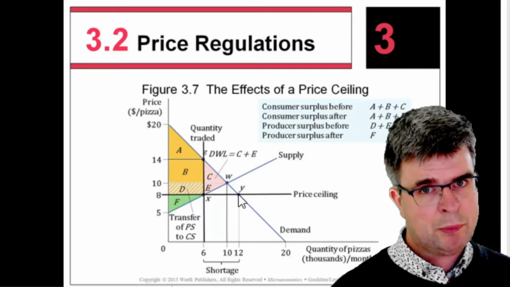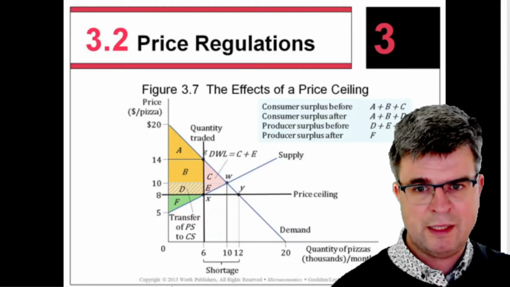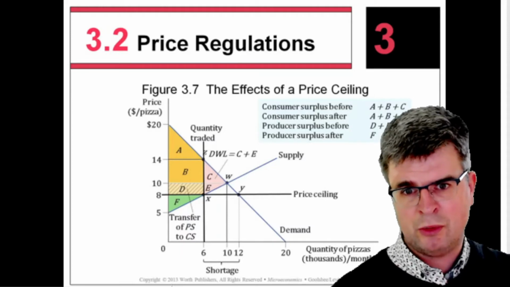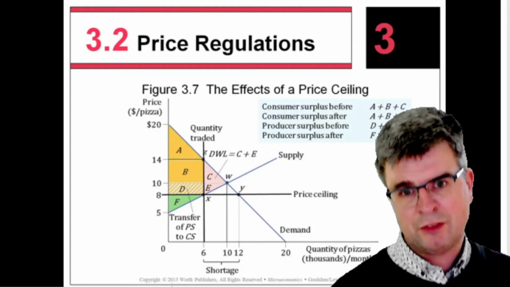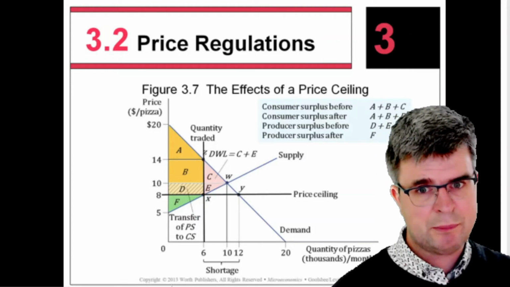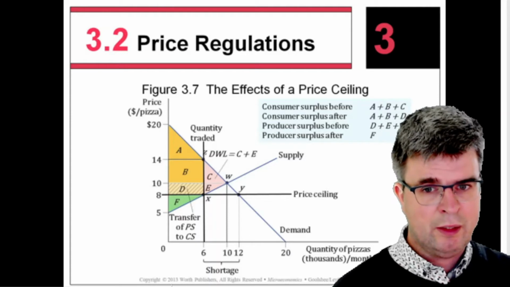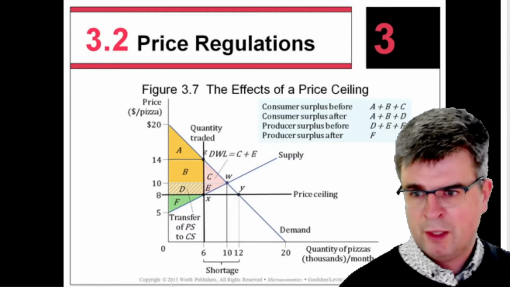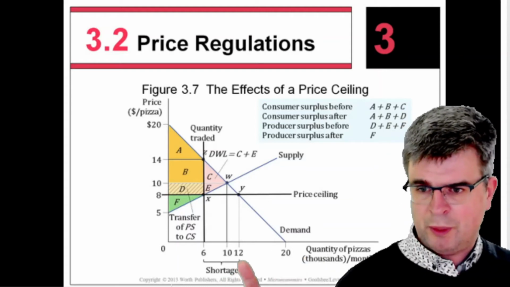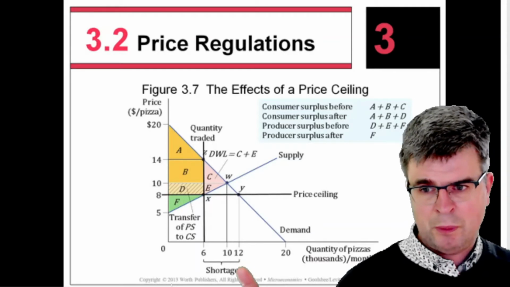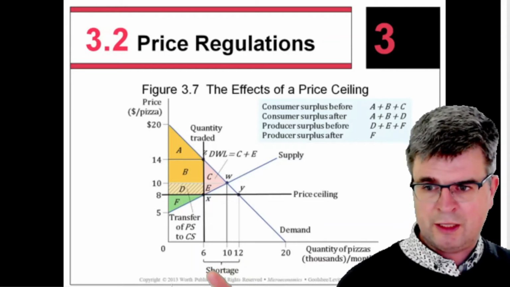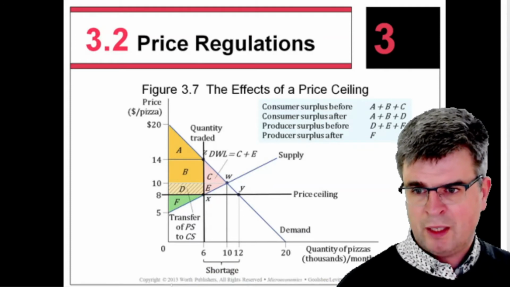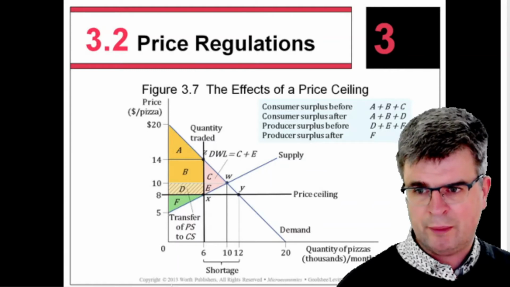But the problem arises that at this price ceiling of 8, the producers are not that fond of supplying pizzas to the market. So at the old price of 10, they would supply 10 pizzas, but now at the new price, only 6 pizzas will be supplied to the market. So in this case, we have a shortage. At a price of 8, 10 pizzas will be demanded by the market, but only 6 will be supplied. And that leads to a deadweight loss equal to this pink triangle over here.